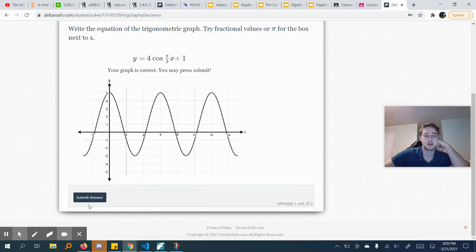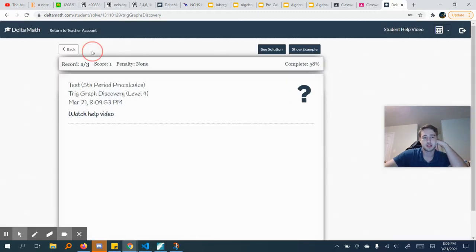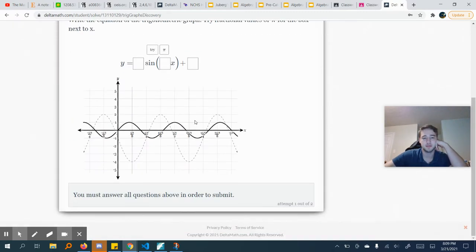There we go. Because remember, the number you put in here is going to be 2 pi divided by the period. So 2 pi divided by 6 is pi over 3. Try a couple more of these and then I'll let you go.